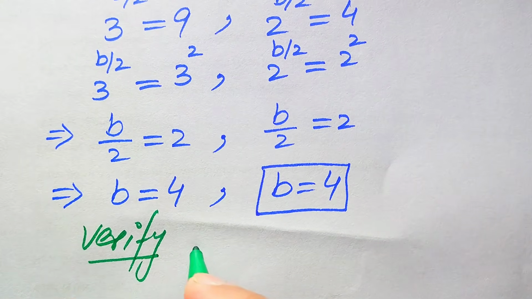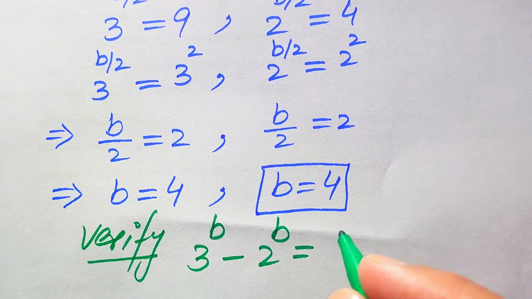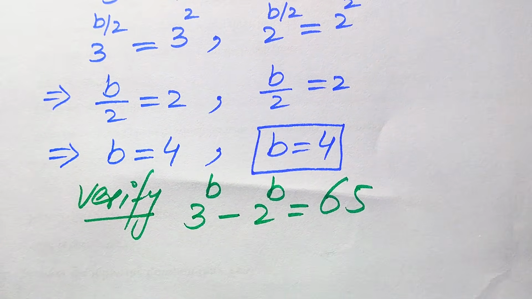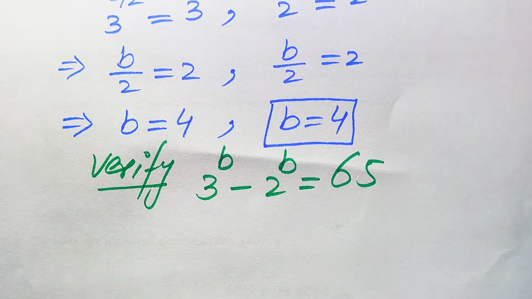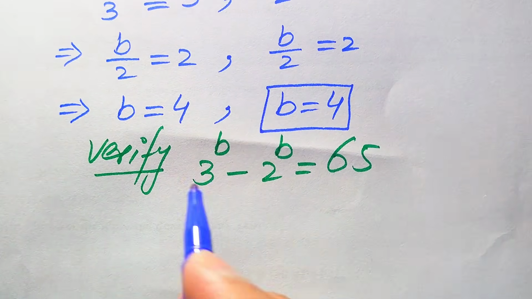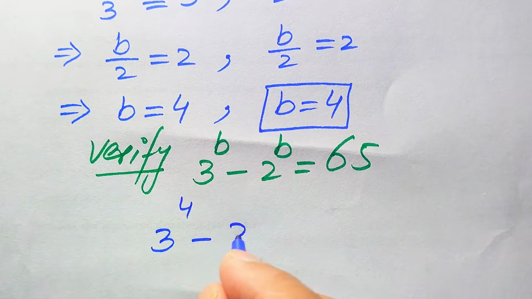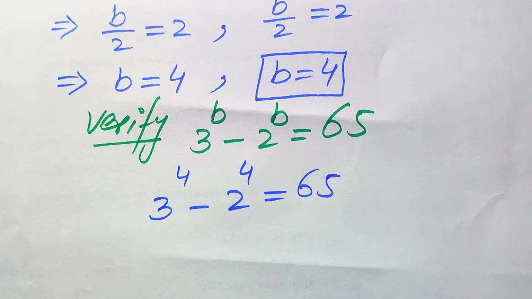So for verification of this value, we will copy down the given question statement here. 3 to the power of b minus 2 to the power of b is equal to 65. And here we put the value of b into the left hand side, and we check its behavior. So when you put b equals to 4 here, it becomes 3 to the power of 4 minus 2 to the power of 4 is equal to 65.